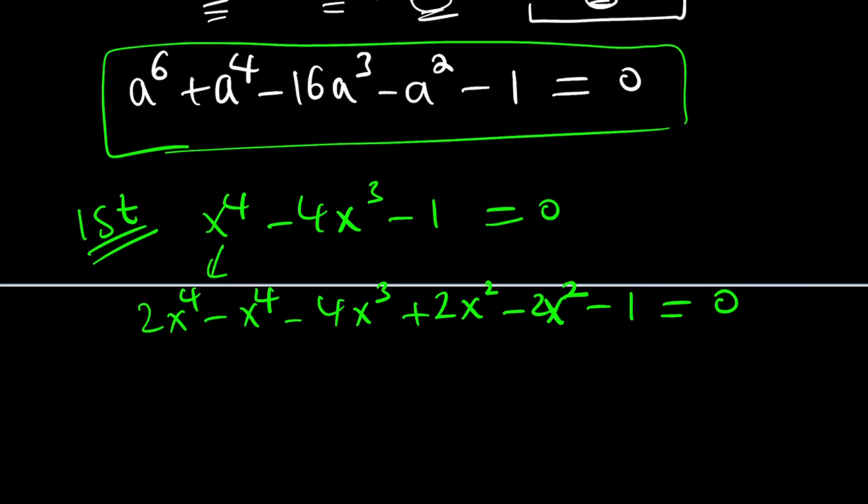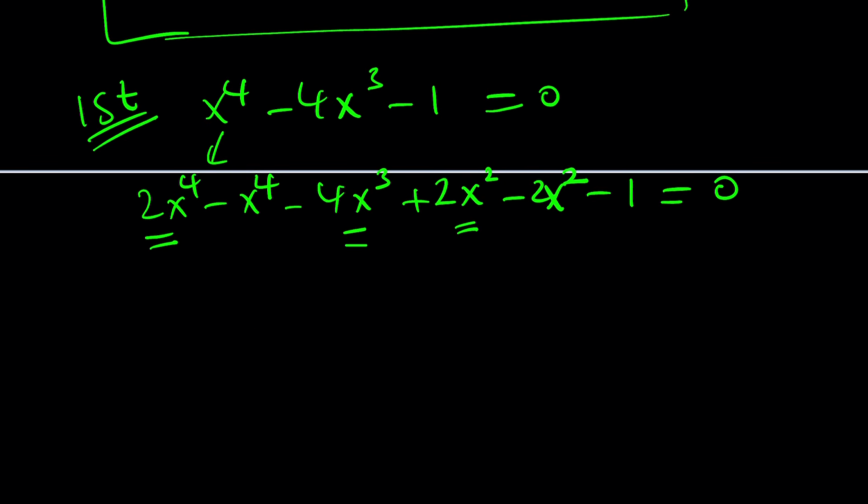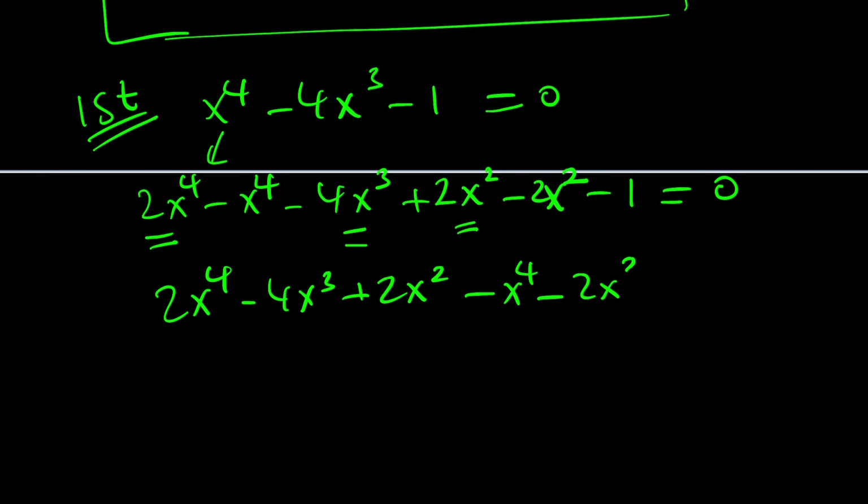So notice that these two expressions are the same. But why did we write it that way, right? We're going to put this one and this one together. Let me show you how that works. 2x to the fourth minus 4x cubed plus 2x squared. And then the rest will be minus x to the fourth minus 2x squared minus 1 equals 0. So the idea is to be able to write this as a difference of two squares.